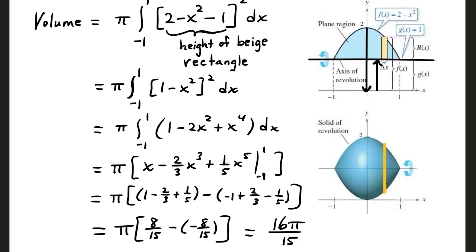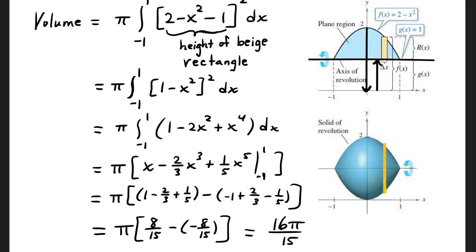All right, so I've got pi times my height of the beige rectangle. It's already been squared out. Integrating, that's x minus 2/3 x cubed plus 1/5 x to the 5th. Using the fundamental theorem of calculus, we're going to sub in a 1 minus, and then we'll sub in a -1. Pi times this quantity, plugging 1 in, minus plugging -1 in for all the x's.